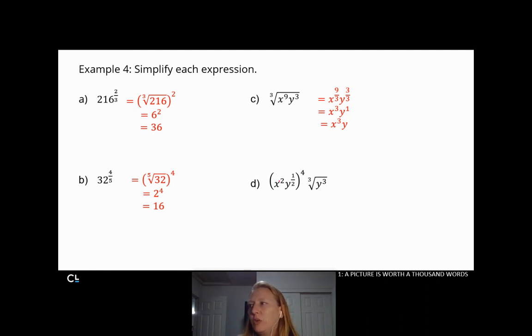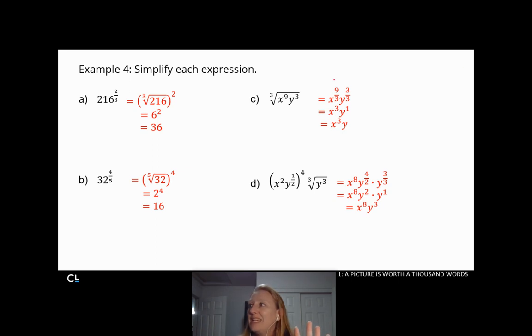Well, first I distributed that 4. So x squared raised to the fourth power, 2 times 4 is 8. y to the 1/2 raised to the fourth power, half times 4 is 4/2. I know. We'll worry about it in a second. And then we just did this, right? y to the third power, or the cube root of y to the third power. So that's going to be y to the 3/3 power. And now we can just clean up. 4 divided by 2 is, of course, 2, and 3 divided by 3 is 1. y squared times y to the 1 power, I can add those together. And so I have x to the 8th power, y to the 3rd power. Woo! That's a lot. But isn't this a cool trick?